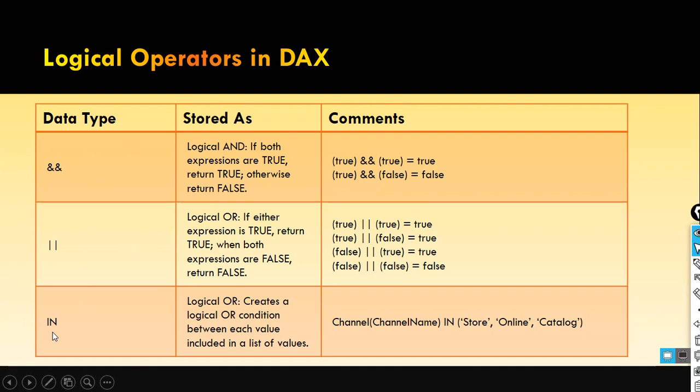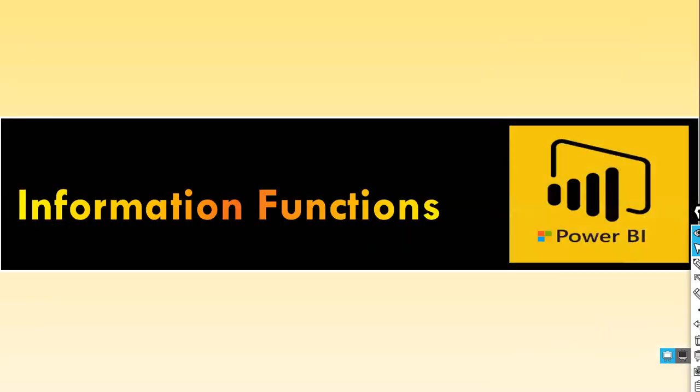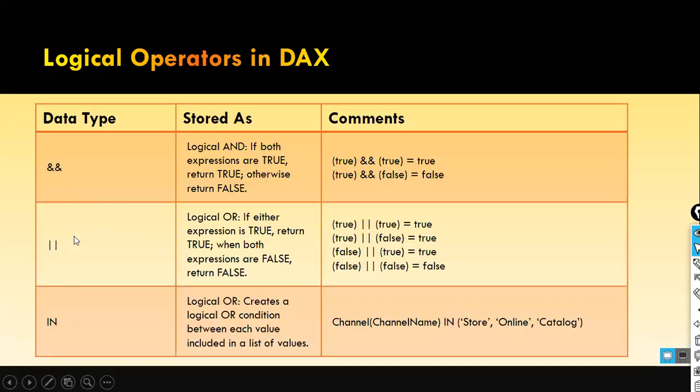But IN is for multiple ORs. Instead of using OR, you can use IN, especially for a categorical or text column. Channel name is a text column, and you want to check three conditions: channel name equal to store, or channel name equal to online, or channel name equal to catalog, then do something. What you do is some Googling, check with some examples and play around with it, because these are the very fundamental things. Importantly, the true or false, the double ampersand, and IN.